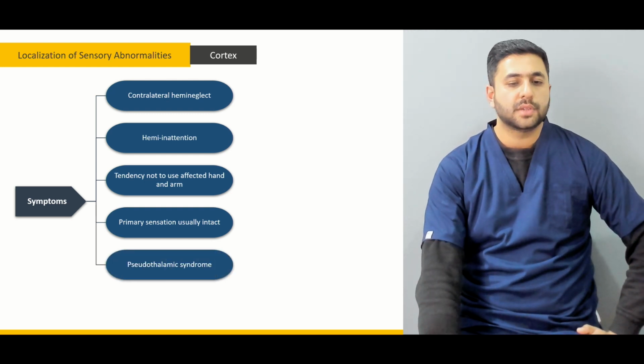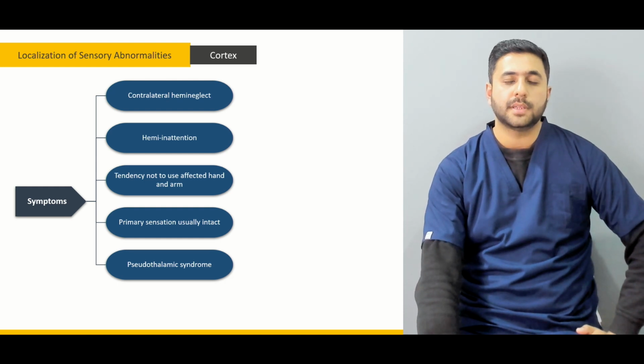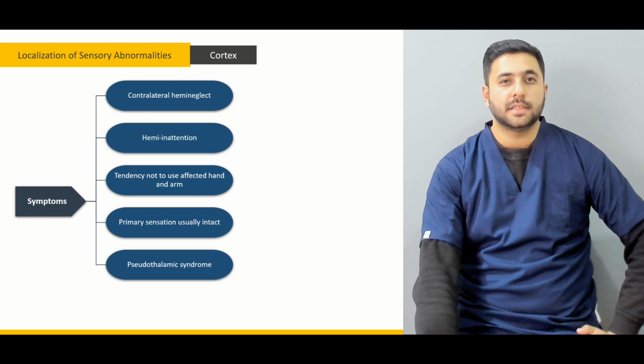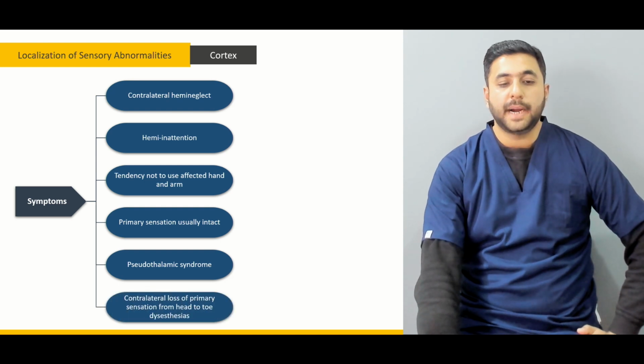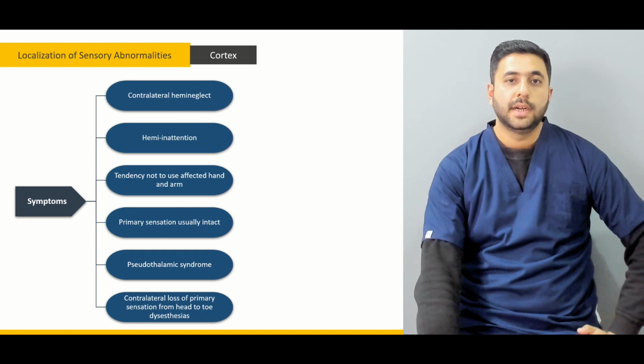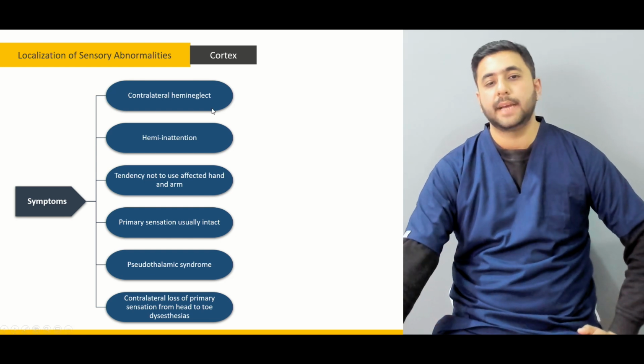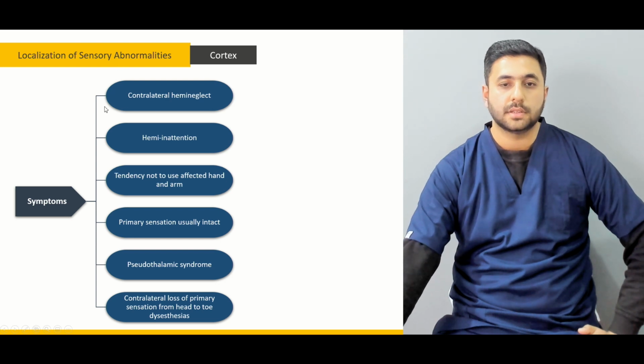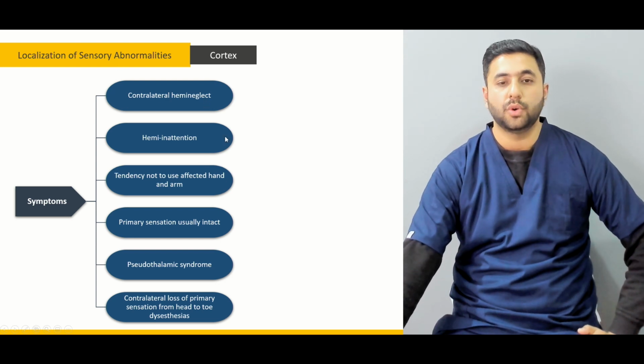And there is a term, the pseudothalamic syndrome, in which the symptoms give us an idea that they might be arising from the thalamus, but they are actually arising from the cortex. That's why we use the term pseudothalamic syndrome. Or there might be a contralateral loss of the primary sensation from head to toe, which we also term as dysesthesias. So these are the various types of presentations of cortical problems that present to us. These are the various systems by which we can localize them.